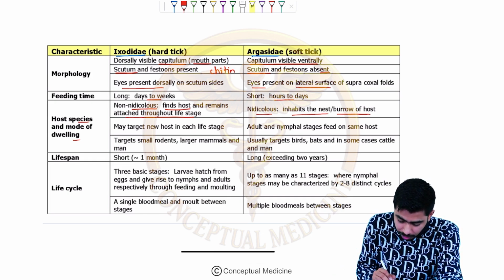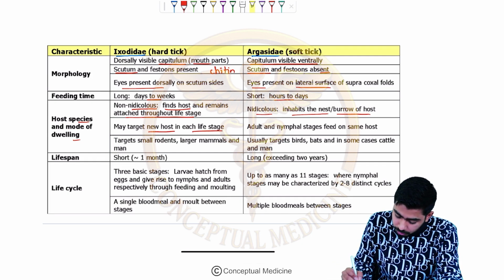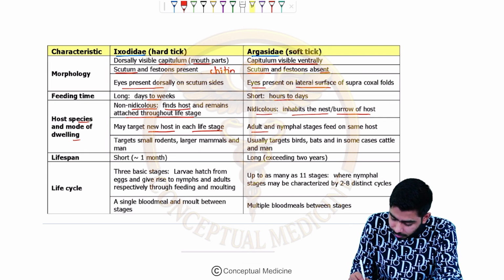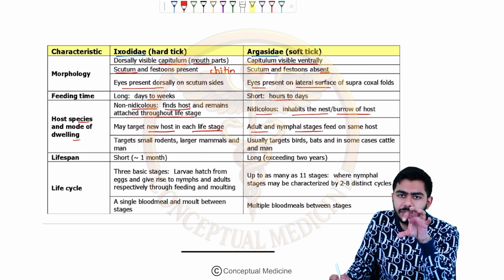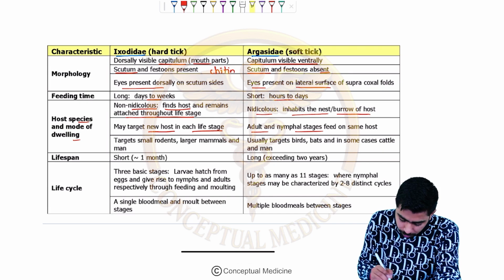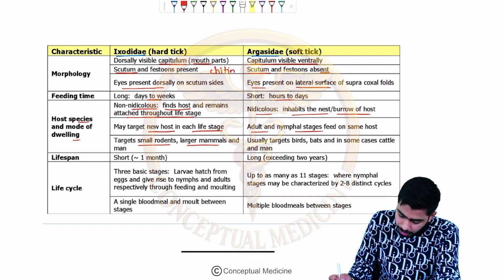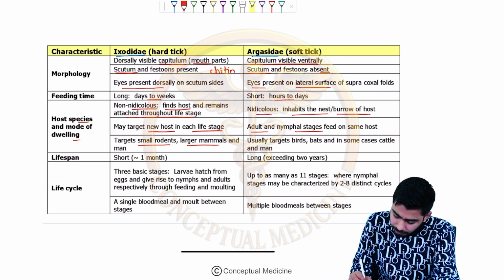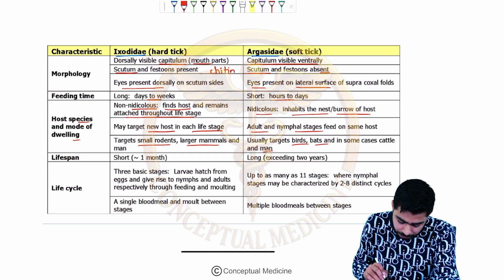Now, the hard tick will be targeting a new host in each life stage, right? If you talk about the soft tick, on the other hand, the adult and the nymphal stages feed on the same host. So the hard tick might be looking for a different host, but the soft tick might be looking for the same host only. The hard tick might be targeting small rodents or larger mammals and humans, for example. And the soft tick will be targeting birds, bats, and in some cases cattle and man as well, right?